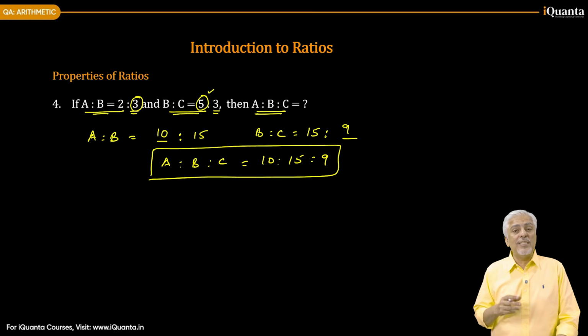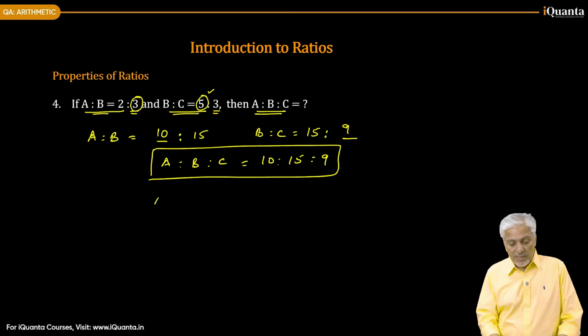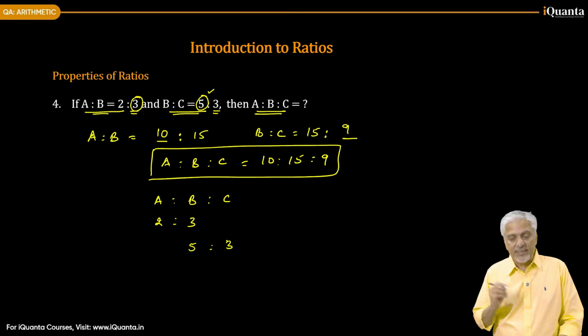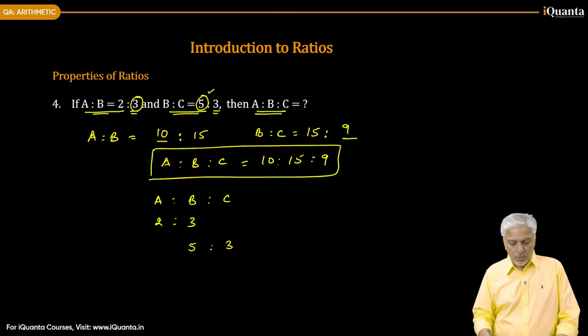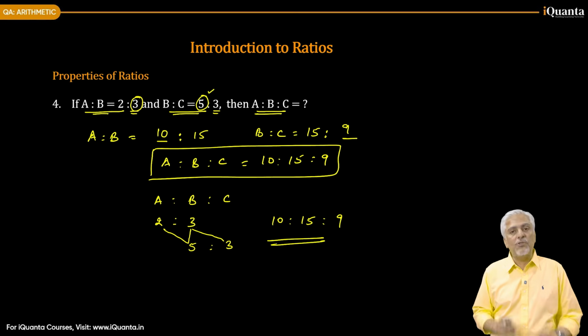One more approach, which I remember so categorically from my school days. This was taught to me in school. A ratio B, I just write it as 2 is to 3. And B ratio C, which was given as 3 is to 5, I write it like this. And then a simple rule I followed. This multiply by this, this multiply by this, and this multiply by this. So basically 2 multiplied by 5 will give you 10. 3 multiplied by 5 will give you 15. And 3 threes will give you 9. That's an oral way of doing it.